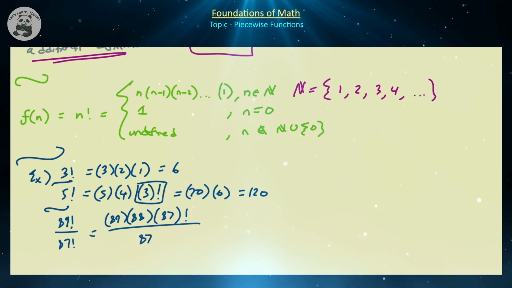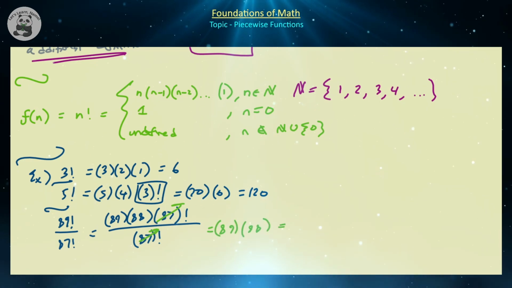And on the bottom, we're going to have 87 times 86 times 85 all the way down to 1. But notice that we have 87 factorial in common here. So we're just going to be left with 89 times 88, which we know to be equal to 7,832. Right? So those are just some basics of factorial functions.